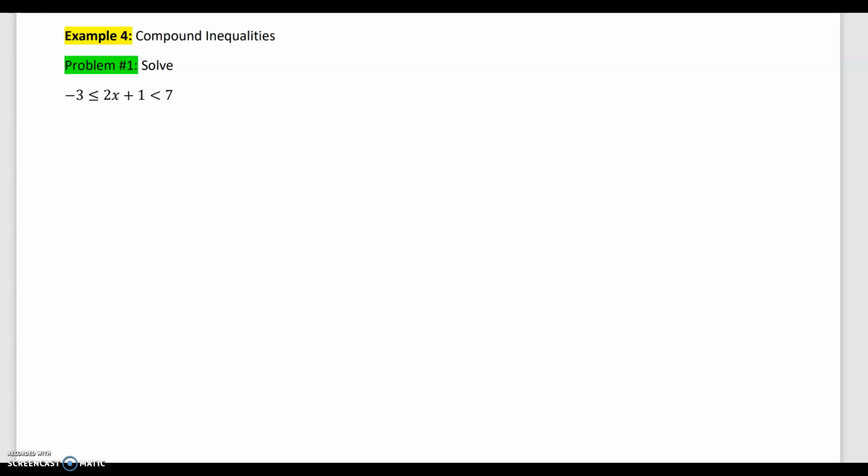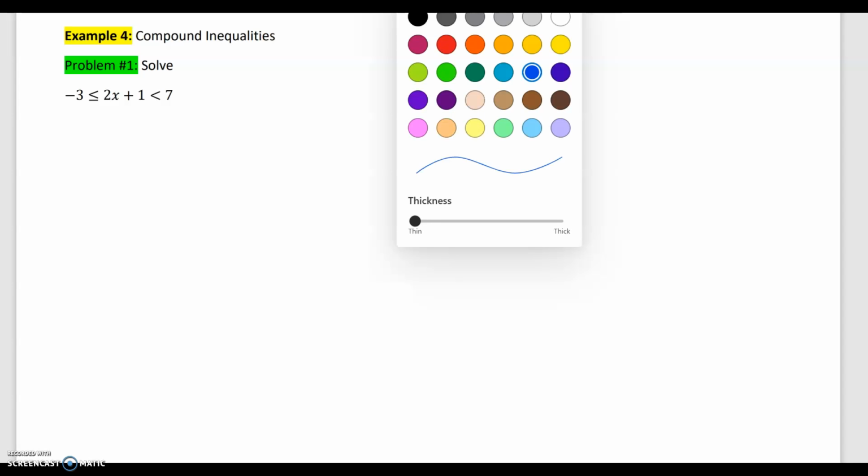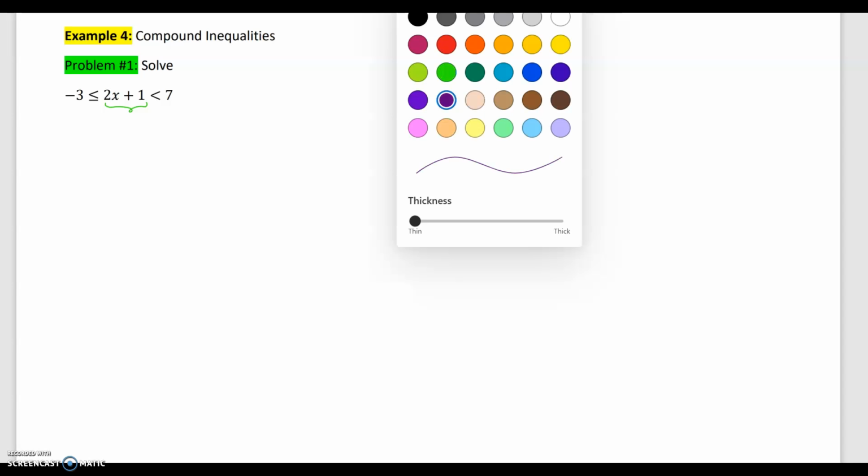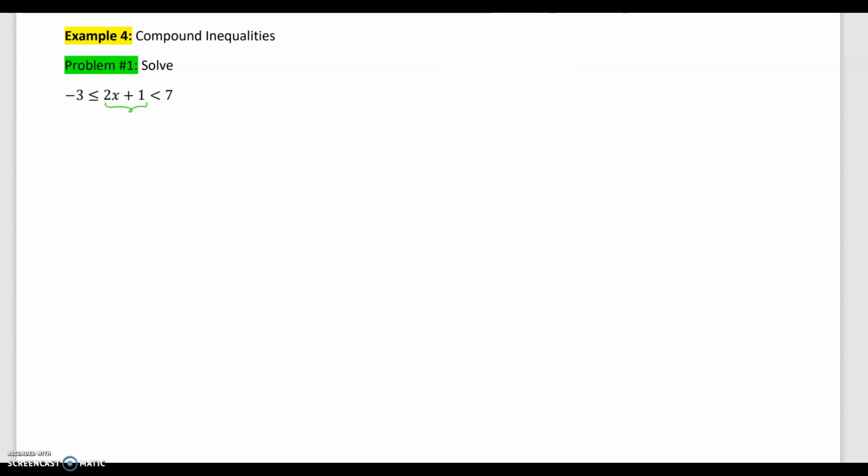Hi class, we need to take a look at example 4. Now, example 4 has a very specific type of inequalities. These are called compound inequalities because you will have the actual variables or the unknowns in the middle, and they technically have two conditions embedded in one. So in terms of a graph, you're going to have a min value all the way to a max value.